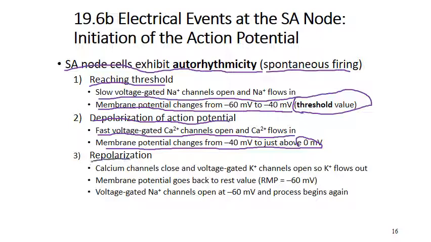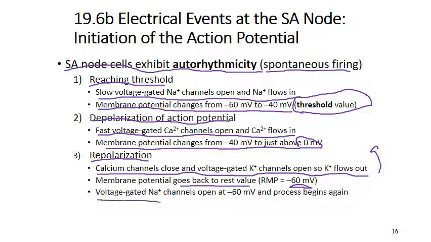So then we're going to have our next step, which is repolarization. The calcium channels are going to close, stopping the calcium from coming in, and then voltage gated potassium channels are going to open, so potassium flows out of the cell because note we're going to have a lot of potassium in there and it's going to flow out. The membrane potential is then going to go back to its rest value. It's actually by the passing of those potassium channels that it is going to come back to -60 millivolts.